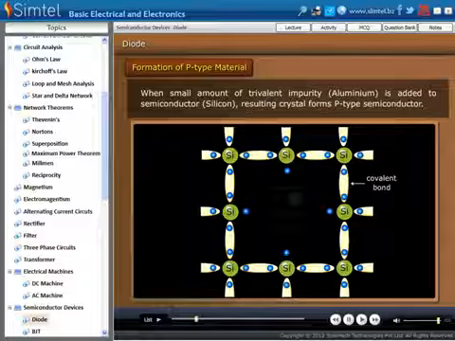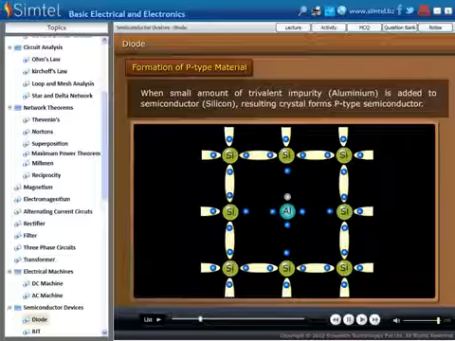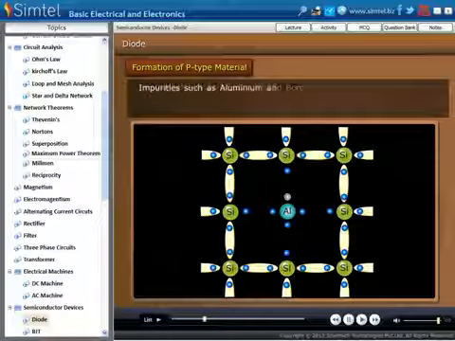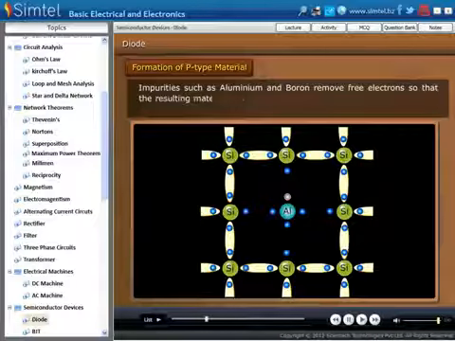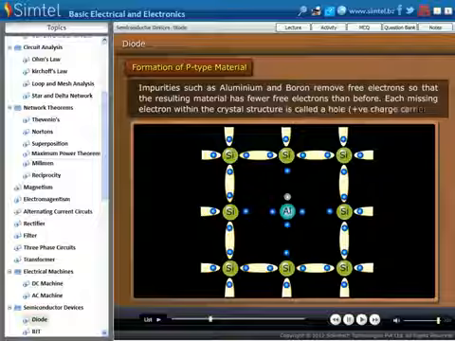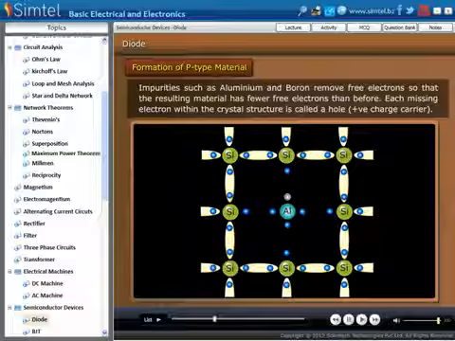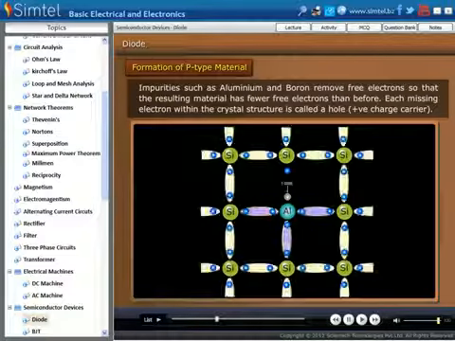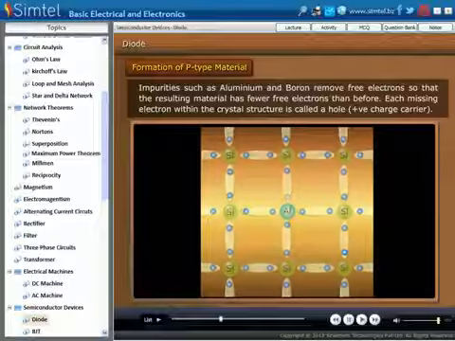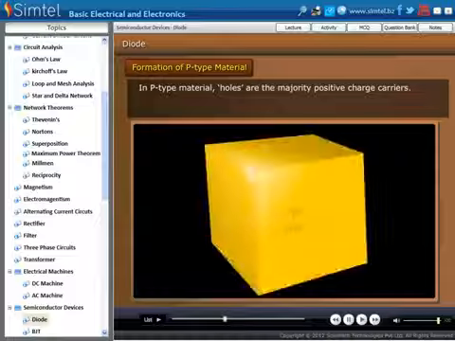As we see in an animation, a trivalent impurity atom, aluminium, is added in a crystal of silicon atoms. Impurities such as aluminium and boron remove free electrons, so that the resulting material has fewer free electrons than before. Each missing electron within the crystal structure is called a hole. So in a p-type material, holes are the majority charge carriers.